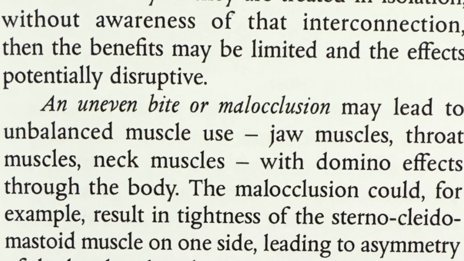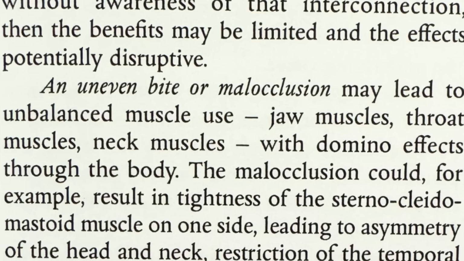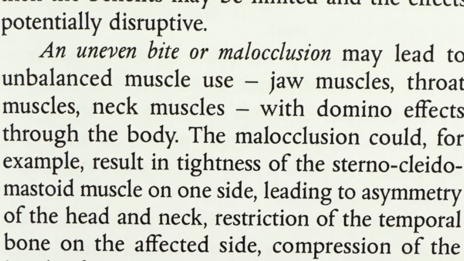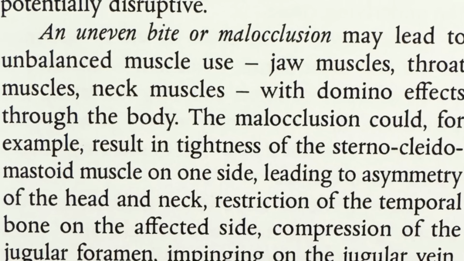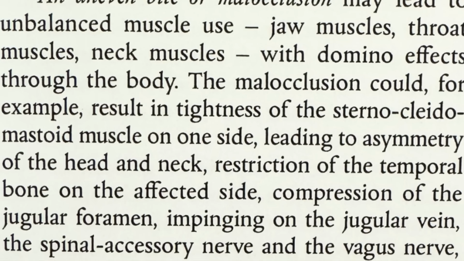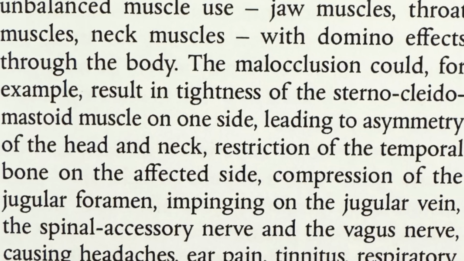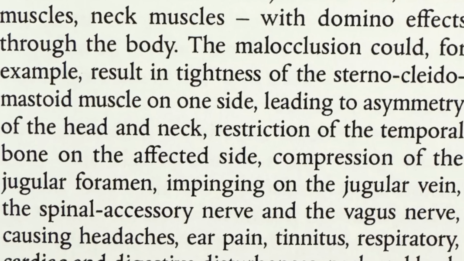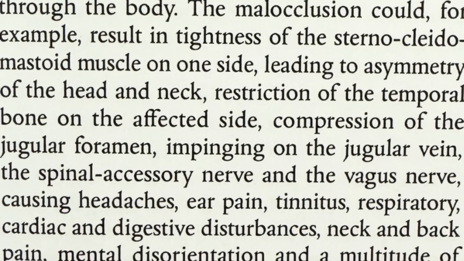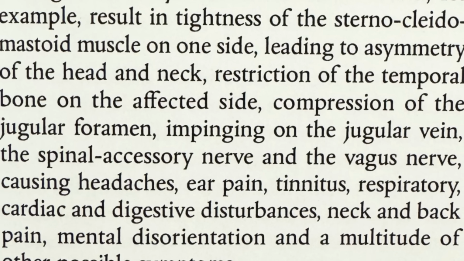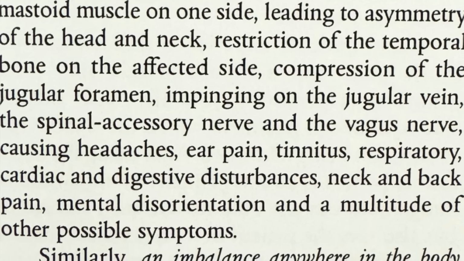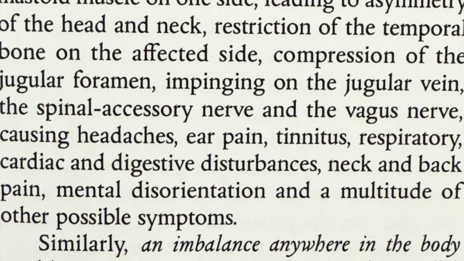He says, the teeth and jaw are an integral part of the rest of the body. If they are treated in isolation without awareness of that interconnection, then the benefits may be limited and the effects potentially disruptive. An uneven bite or malocclusion may lead to unbalanced muscle use, jaw muscles, throat muscles, neck muscles, with dominoes through the rest of the body. And you can have all these types of compression of the jugular foramen, impinging the jugular vein, the spinal accessory nerve, the vagus nerve, headaches, ear pain, tinnitus, respiratory, cardiac, digestive disturbances, all of it.